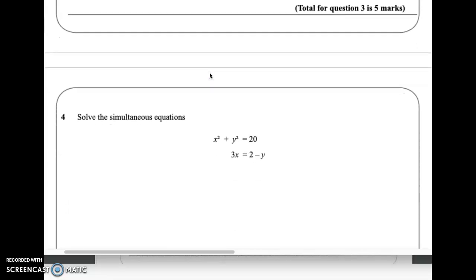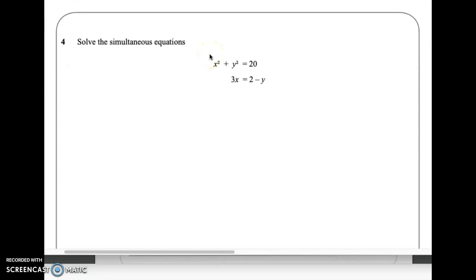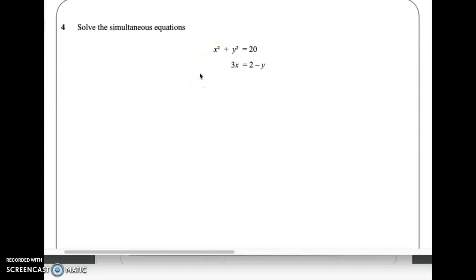Right, it's the same thing basically. I'm going to go to, yeah, I think this one. I think this is a bit different. Not much though, not by much. So let's make y the subject.